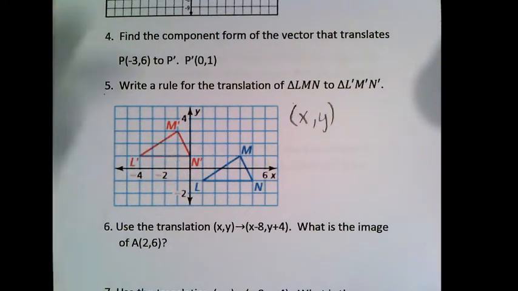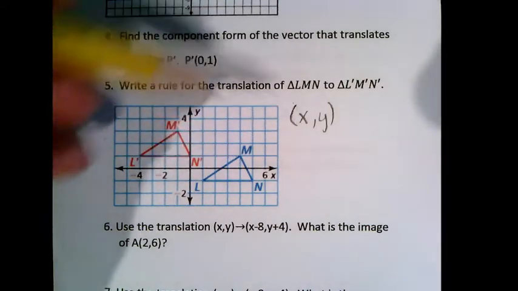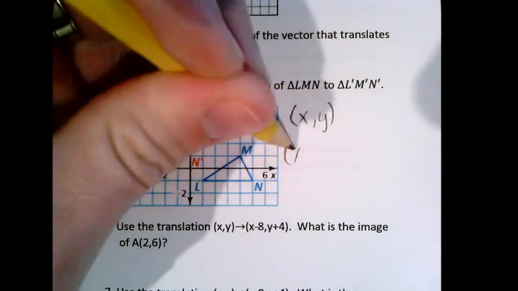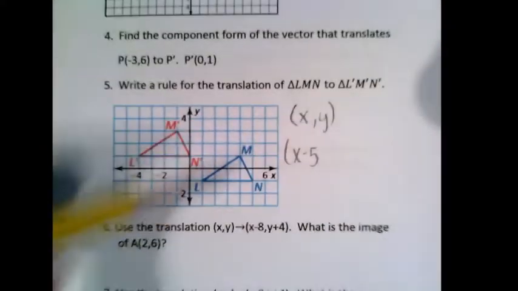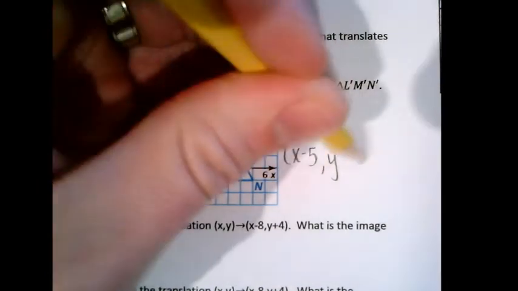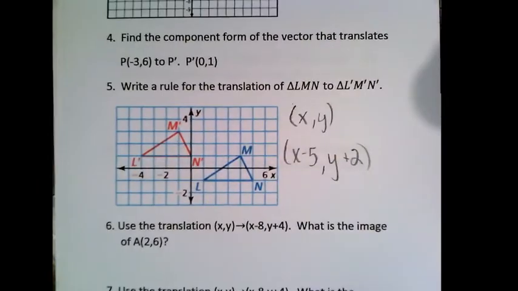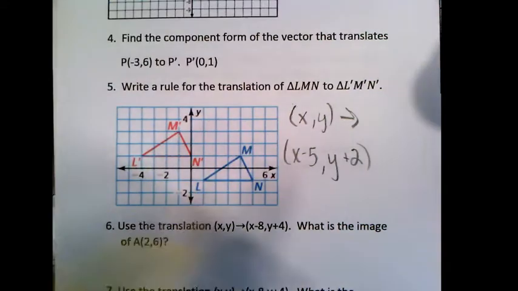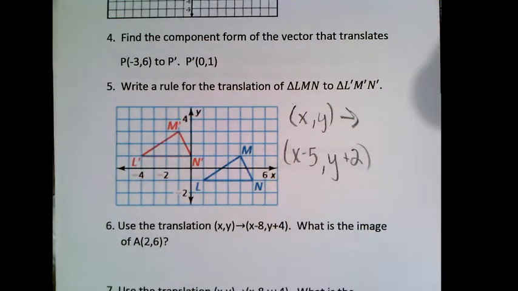Right. So Kayla, she put it right there in the comment section. But the way you want to write it, and a lot of you will be doing this tomorrow in class, you say we take our X and we subtract 5, and then our Y, since we went up 2, would be a plus 2. This is really how you write it. You start with your X, Y, and then it's X minus 5, Y plus 2. Good. Jordan got it on there too. Okay, so that's that one.